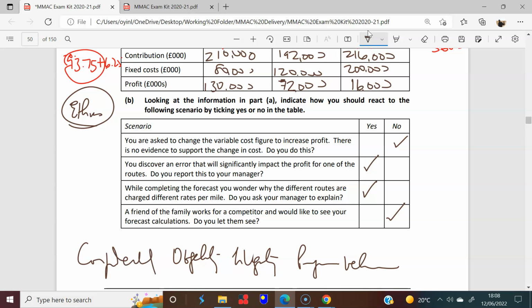So great stuff. Again, like I say, these are nice questions where we're just applying our understanding of revenue and variable costs and things like that. Okay, great stuff. Let's move on to the next question.